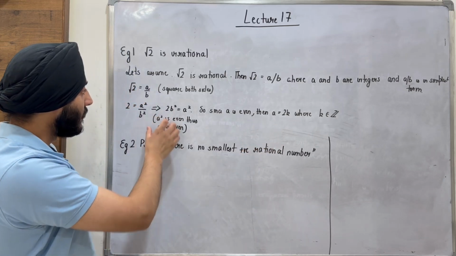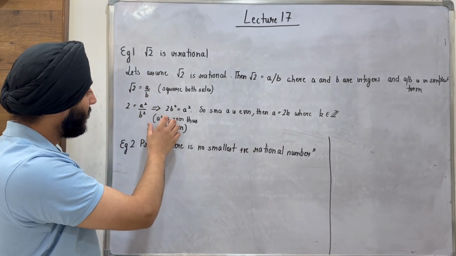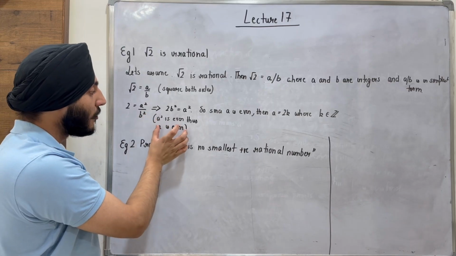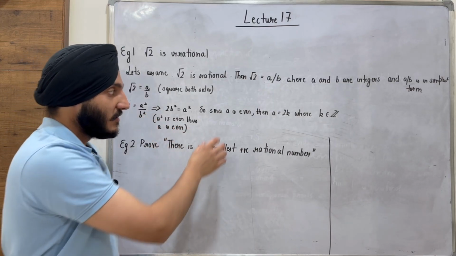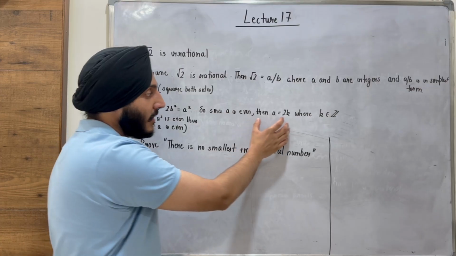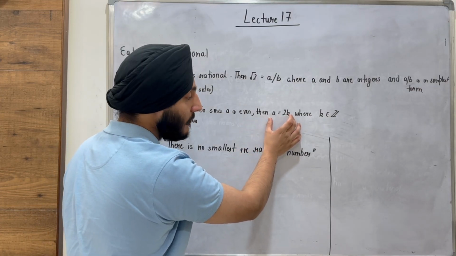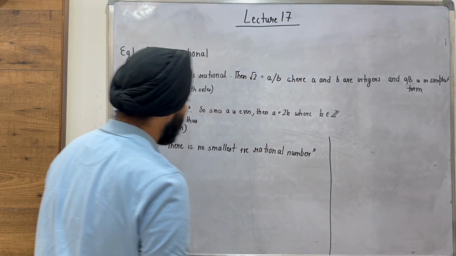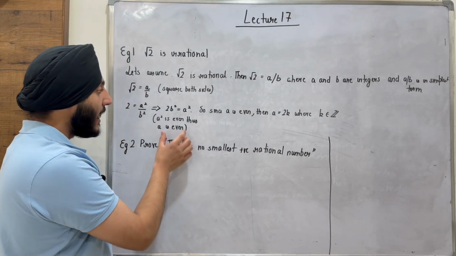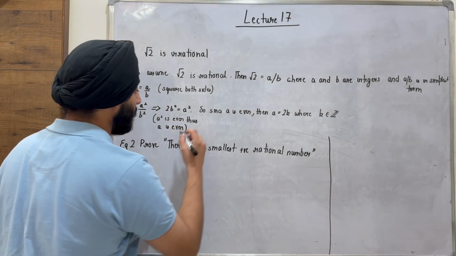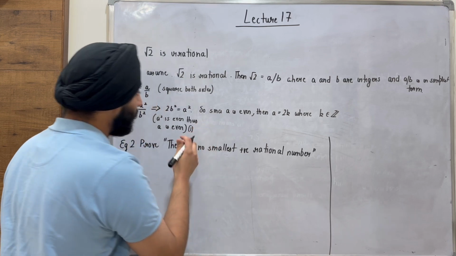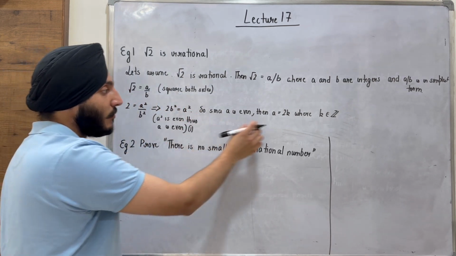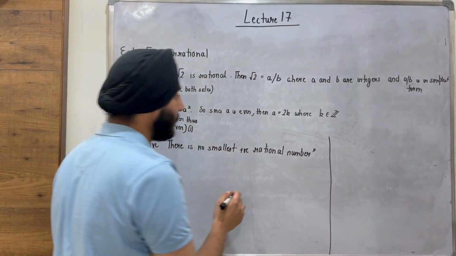I took the equation square root of 2 equals a by b, squared both sides, and came to the conclusion that a is even. Since a is even, it has to be of some form a is equal to 2k, right? Now, I can take the first equation that I found, and replace this a square with the value 2k. So let's see what happens.